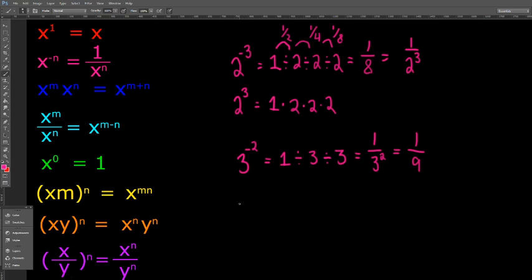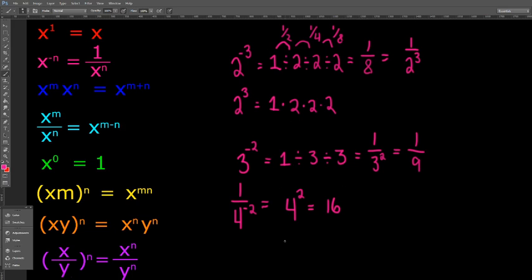And it works on the bottom too. So if I have, say, 1 over 4 to the negative 2 power, this negative sign is going to flip it over this bar, and it's going to go straight to the top. So it will become 4 squared, which is equal to 16. And I really hope that makes sense to you guys.